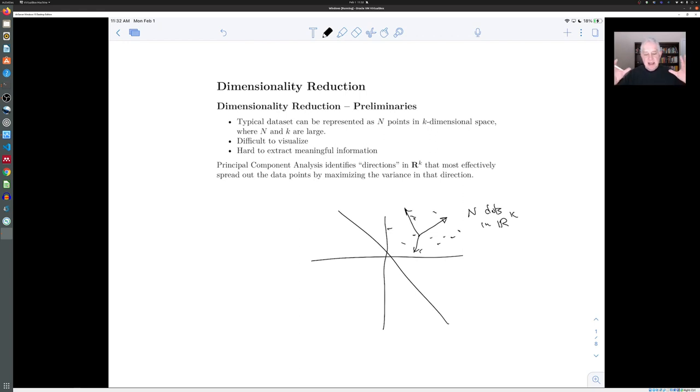It means we're going to take data sitting in a very high dimensional space, and we're going to project it down into a much lower dimensional, for instance, a two-dimensional space where we can plot it. Now we're going to lose some information, a lot of information when we do that, but we're going to try to minimize the information that we lose in that process.